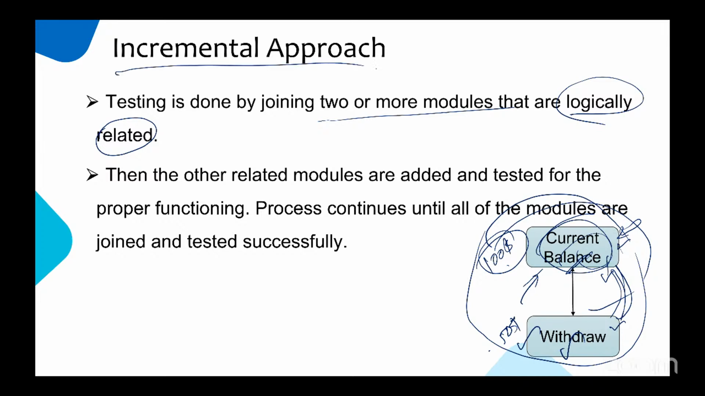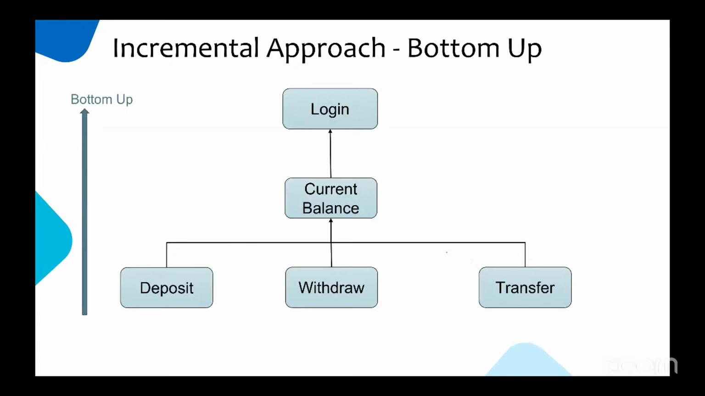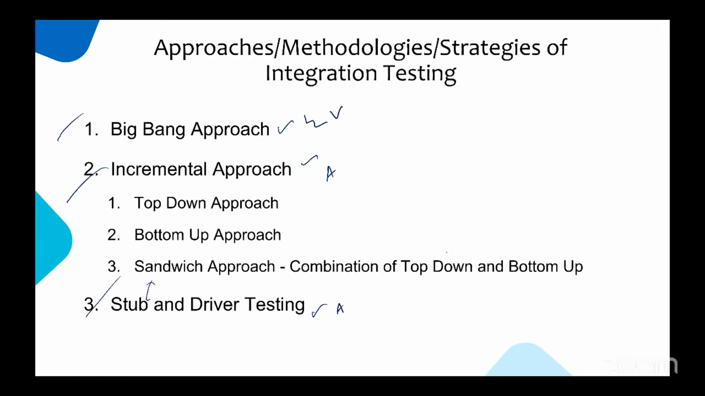Trust me, the process is always defined for the development team only. The other related modules are added and tested for proper function. The process continues until all the modules are tested and joined successfully. Suppose you have 10 modules: 2, 3, 4, keep on incrementing. At one point of time, you will have 10 modules together and you will test it. This can be done in three ways: the top-down approach, the bottom-up approach, and the sandwich.